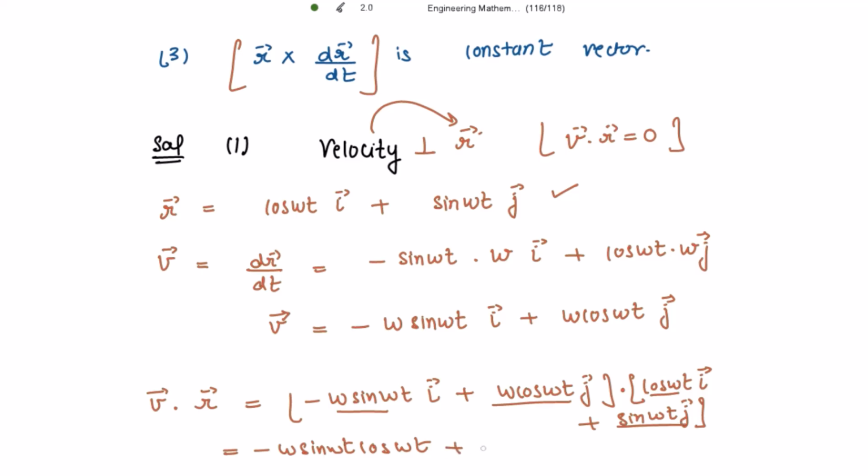And now taking the dot product of these two, this is plus w. I'm writing first sin wt multiplied with cos wt. That's it. j dot j is 1. So these two cancel out. These are opposite to each other and we are getting this dot product equal to 0. Hence, the velocity is perpendicular to the position vector.